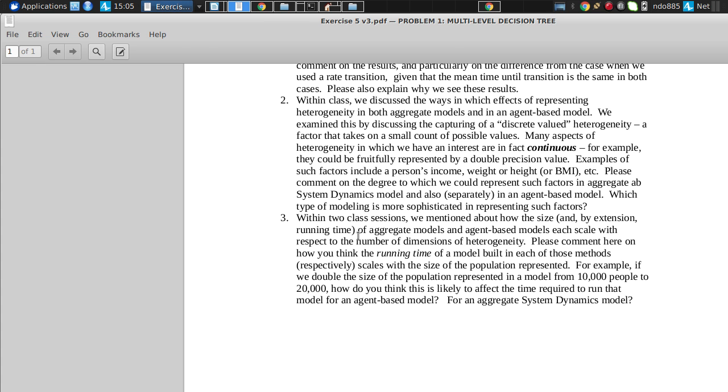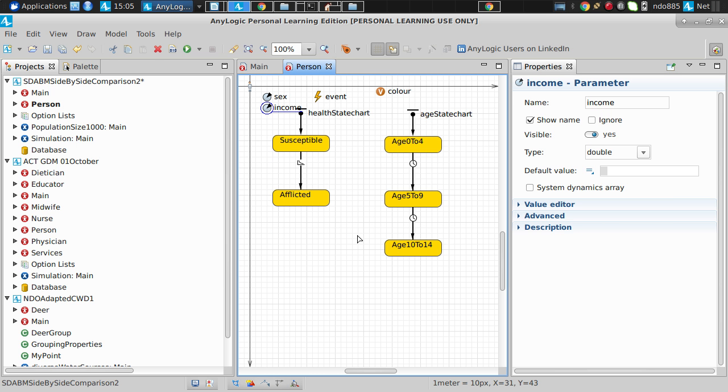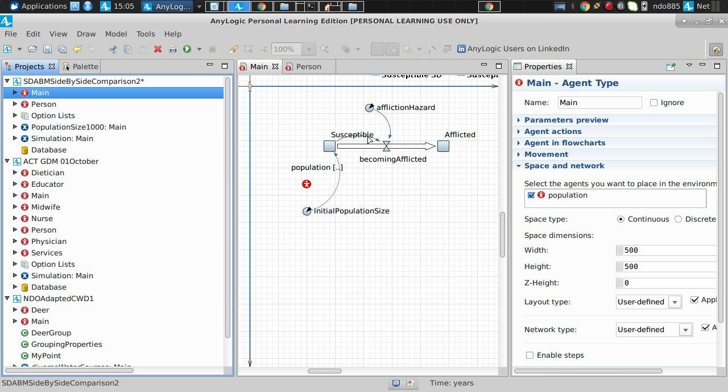Final question. We talked before about how running time changes as you add in heterogeneity, as you add in these distinctions between people. How does that affect it? Like if I add in sex, if I want to have a distinction between affliction hazards for men and women, how would I capture that? So, yeah, I make a copy, well, I could copy it here. So there'd be another pair of stocks with another flow between them. So it'd be susceptible female, afflicted female, becoming afflicted female, and then there'd be a corresponding one for males with all three of those. In short, you duplicate the model, right? Doubles the model size. Doubles the model running time, too.